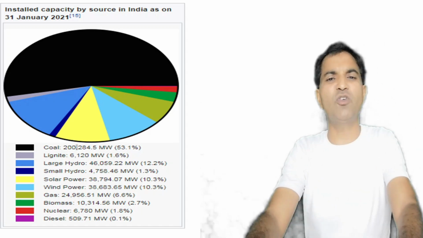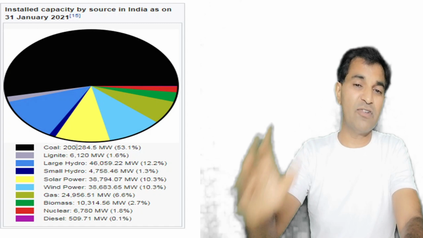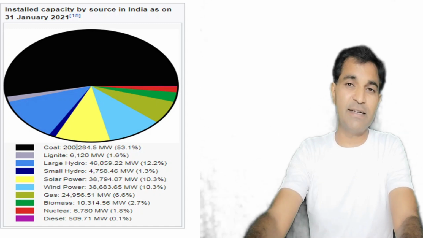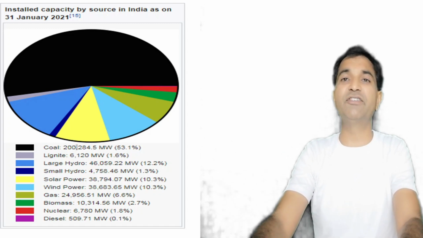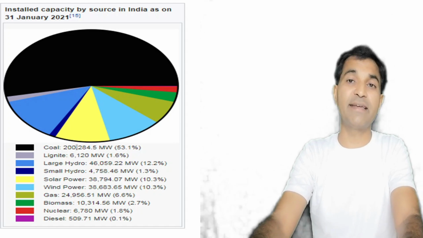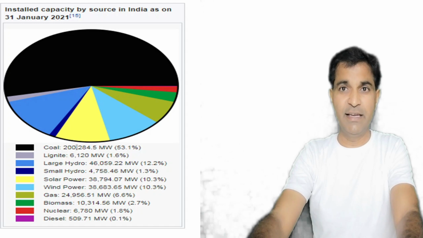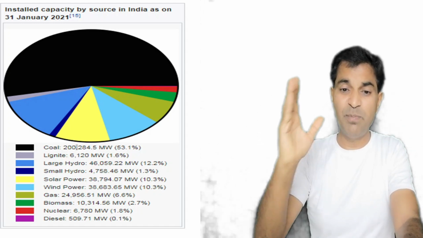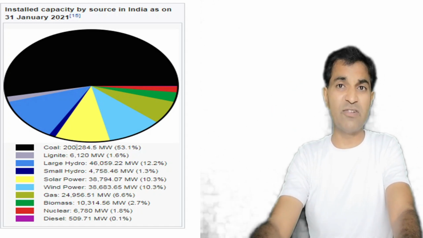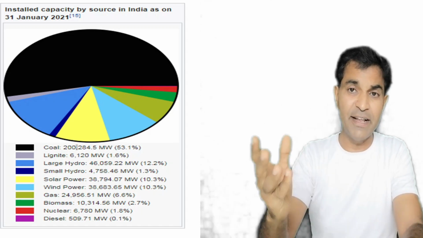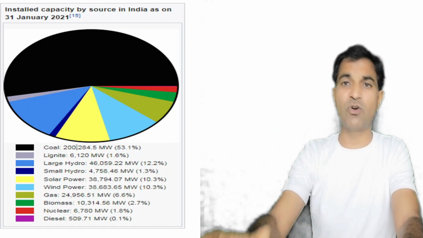Now, this is a pie chart of our installed capacity of power production in India. It is very clear that even as of today, we are quite dependent on fossil fuels like coal and gas. We will have to reduce our dependency on coal and gas. Approximately 53% of our power production is based on coal, and only 10% on solar, and only 10% on wind.